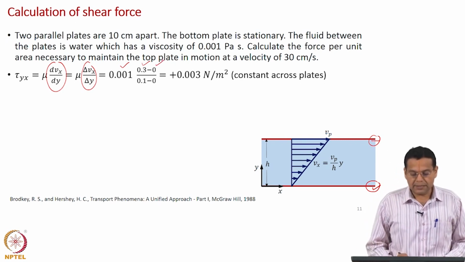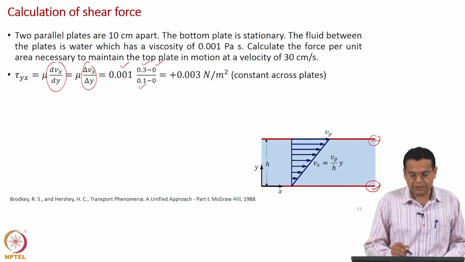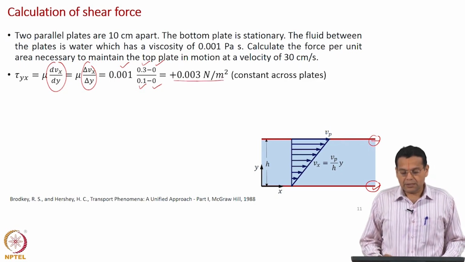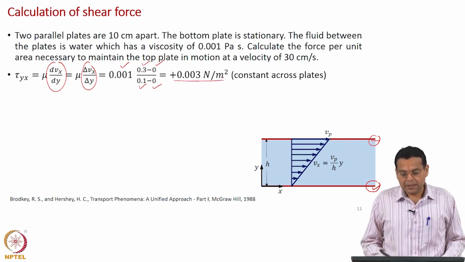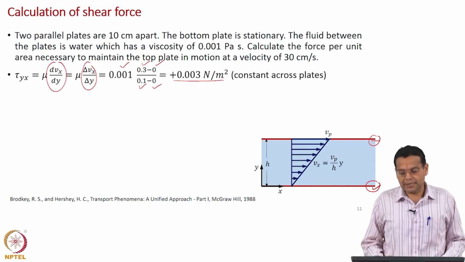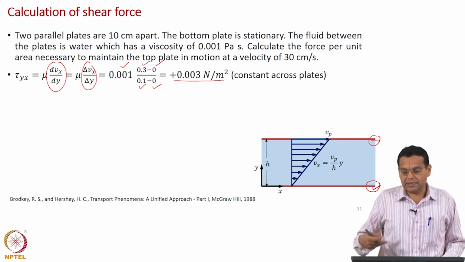So, 0.3 minus 0, and what is the distance? It is 0.1 minus 0, okay. And so you get a value of 0.003 Newton per meter squared, that is the force required to keep the plate moving at 30 centimeters per second, and this value is constant between the two plates, it does not depend on the distance between the two plates.